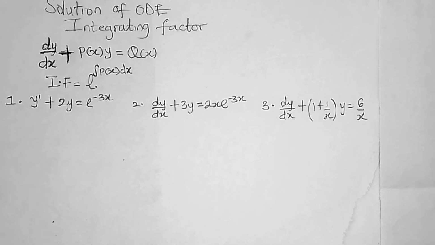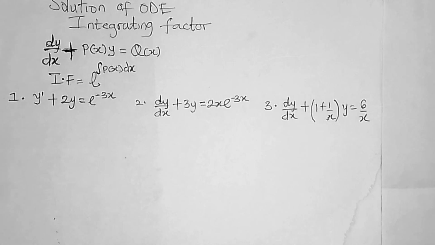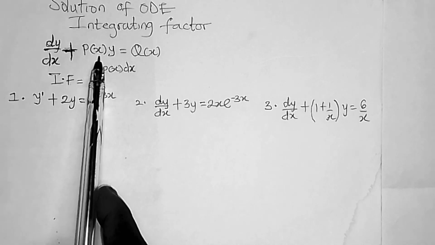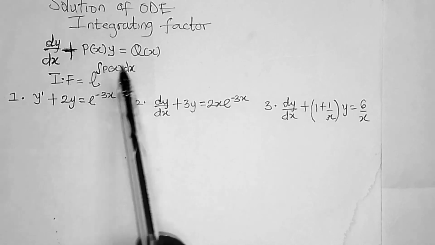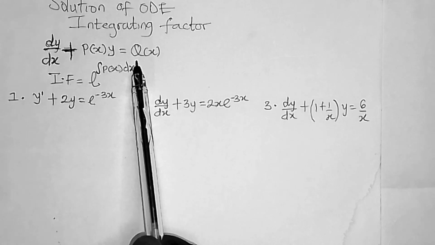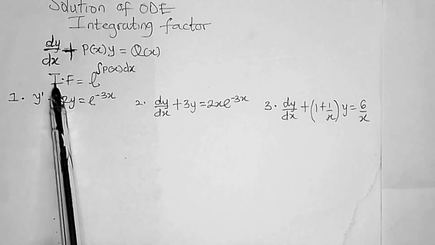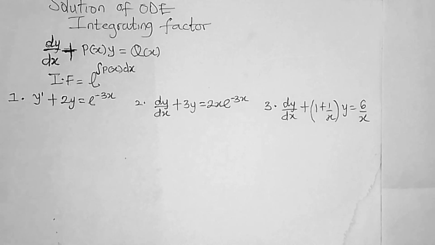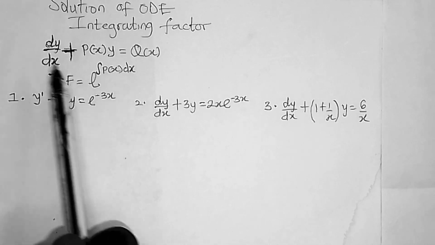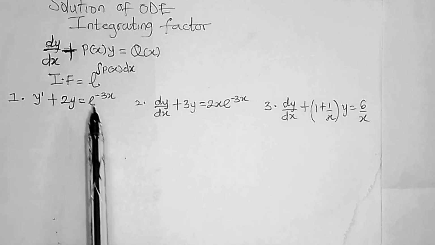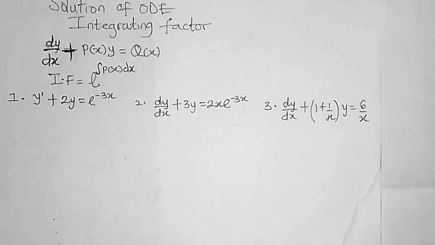So number one thing is that your dy/dx must be standing alone, then plus p of x multiplied by y, then equal to q of x. Whatever is beside p of x here is what you are using to get your integrating factor. And how will you get your integrating factor? The formula is: integrating factor equals exponential of the integral of p of x dx. Are you seeing that now? So let us see the first example.